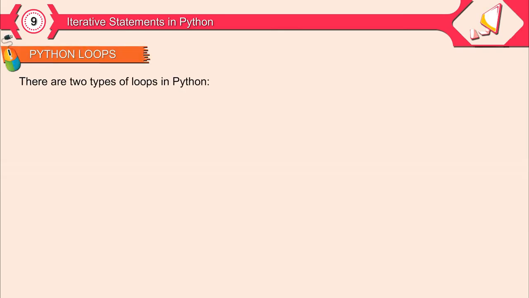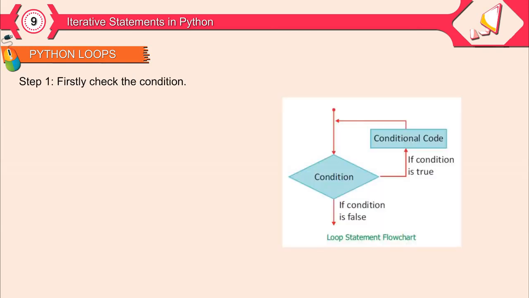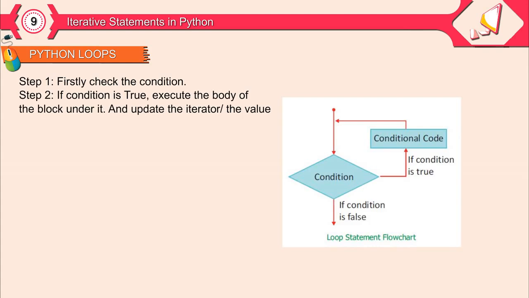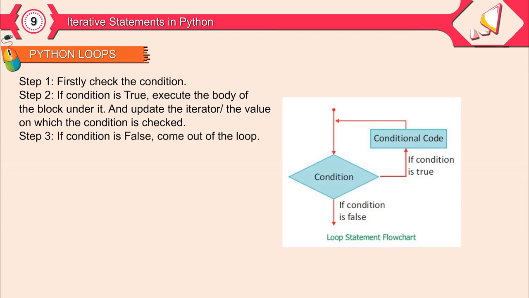Python loops. There are two types of loops in Python: while loop and for loop. Both of them work on the given steps. Step 1. Firstly, check the condition. Step 2. If the condition is true, execute the body of the block under it and update the iterator, or the value on which the condition is checked. Step 3. If the condition is false, come out of the loop. Condition: if condition is false. Conditional code: if condition is true.